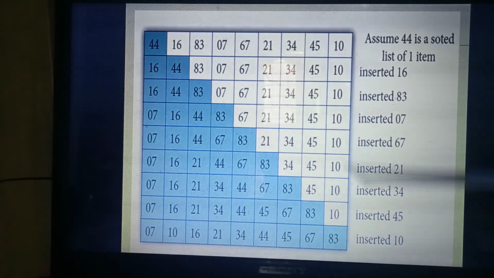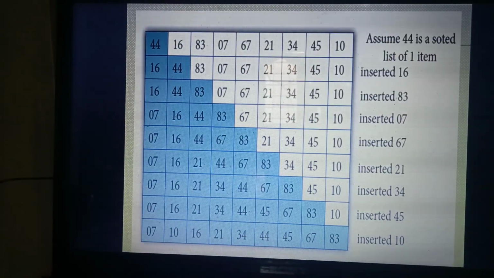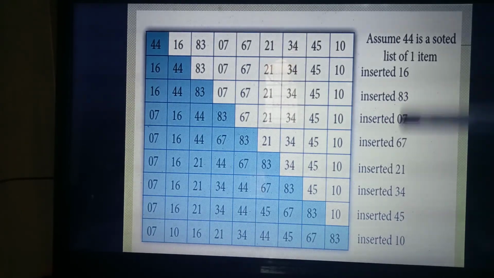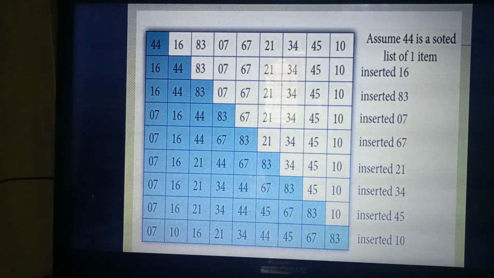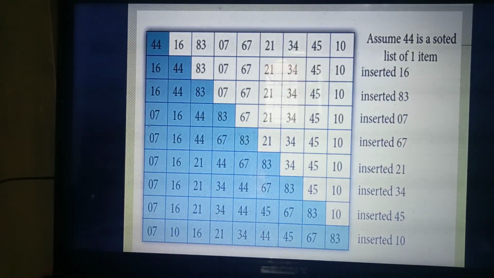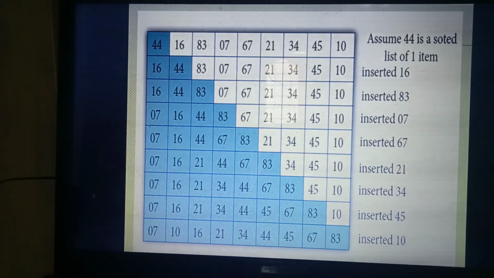Understand? Once again I am explaining. First element is 44, so no need to sort. The pseudocode itself says no need to sort the first element because it's the first element. So totally how many elements are there? 1, 2, 3, 4, 5, 6, 7, 8, 9. So how many passes will it require? 8. N minus 1, that means 9 minus 1. How 8 passes? Listen. Are you sorting this first element? No. So leave it.